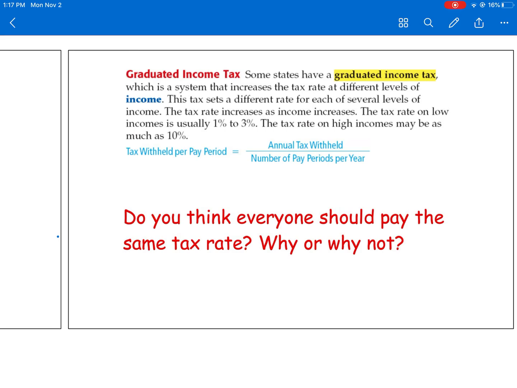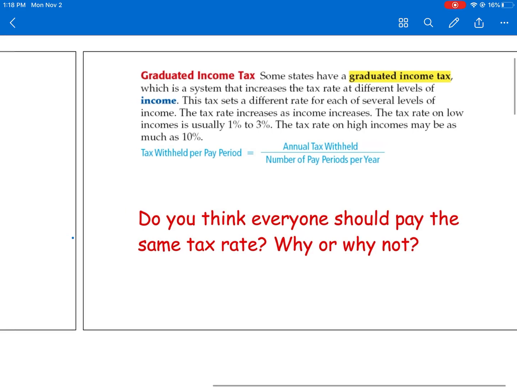Okay, so how I find my tax withheld per pay period. Again, you find your annual tax withheld, and you're going to divide it by the number of pay periods per year. Okay, so question for you to think about: do you think everyone should pay the same tax rate? Why or why not? And the thing with this question is there is no wrong answer. It is your opinion. So that's just something that you should think of.